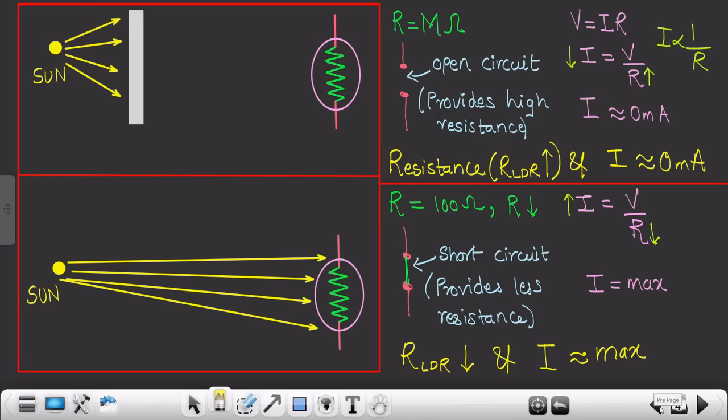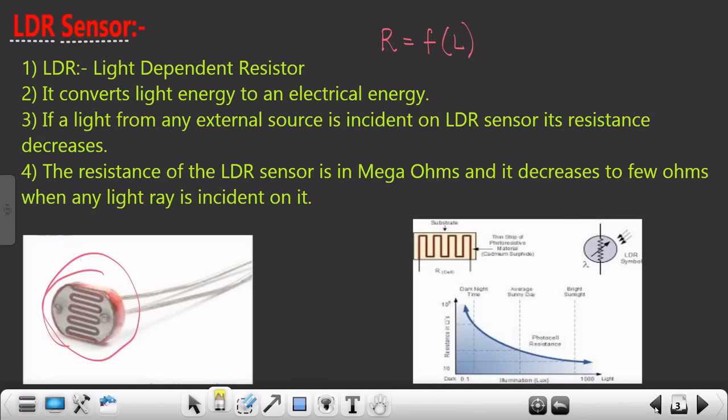Okay, so we need to focus only on these 4 points as of now. We did not worry about the working of the sensors in depth, like understanding formulas and deriving the formulas. And as you can see over here, this is how the resistance will decrease whenever a ray of light is incident on that particular LDR sensor.